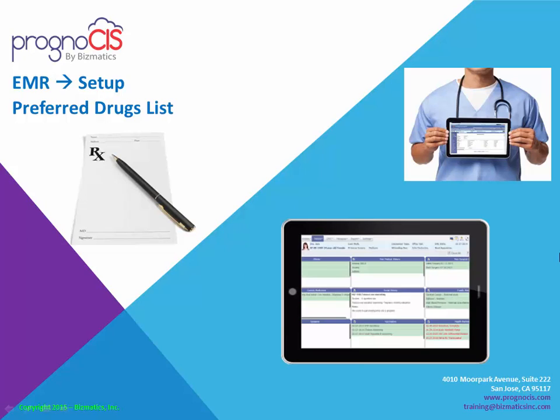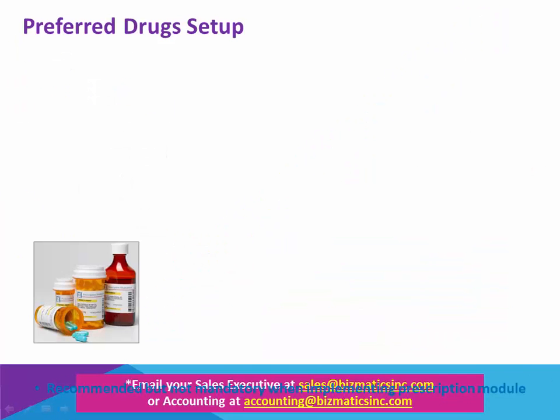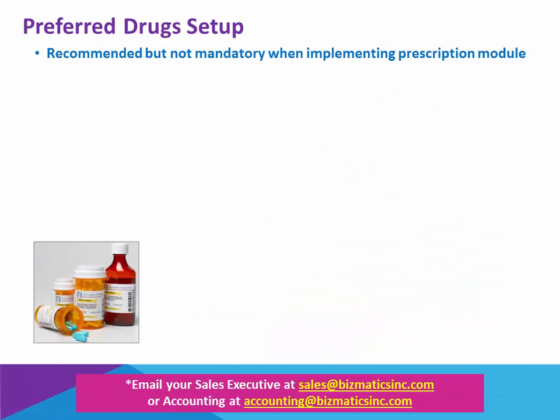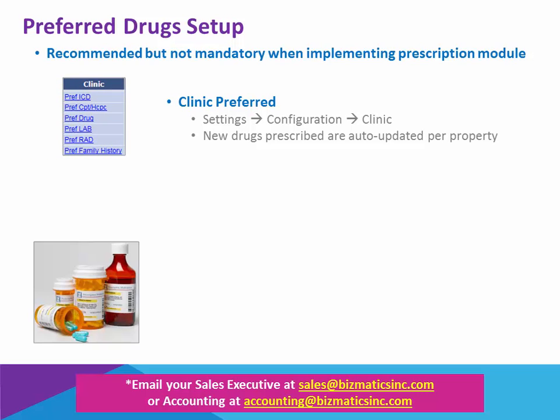EMR setup, preferred drugs list. One of the conveniences Prognosis provides both at a clinic and at a provider level is the ability of defining preferred lists. Now, although this setup is not mandatory, it is recommended when implementing the prescription module. Preferences can be defined at a clinic level through settings configuration for those with appropriate administrative rights.